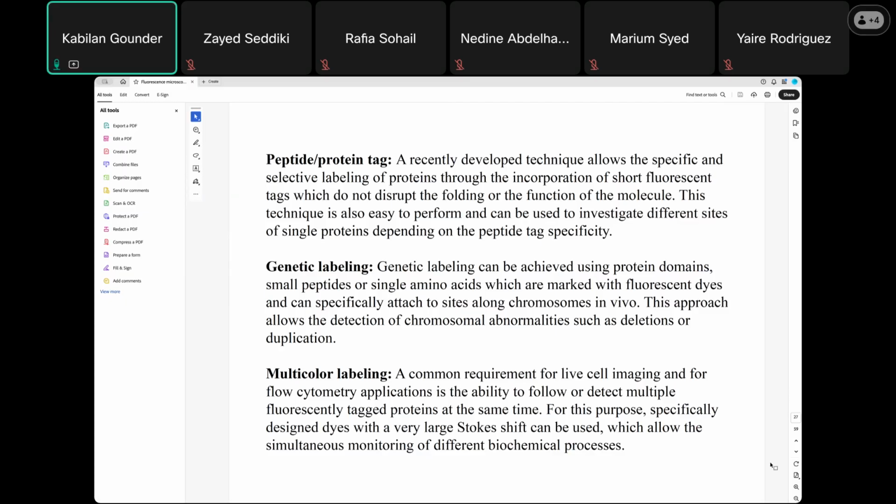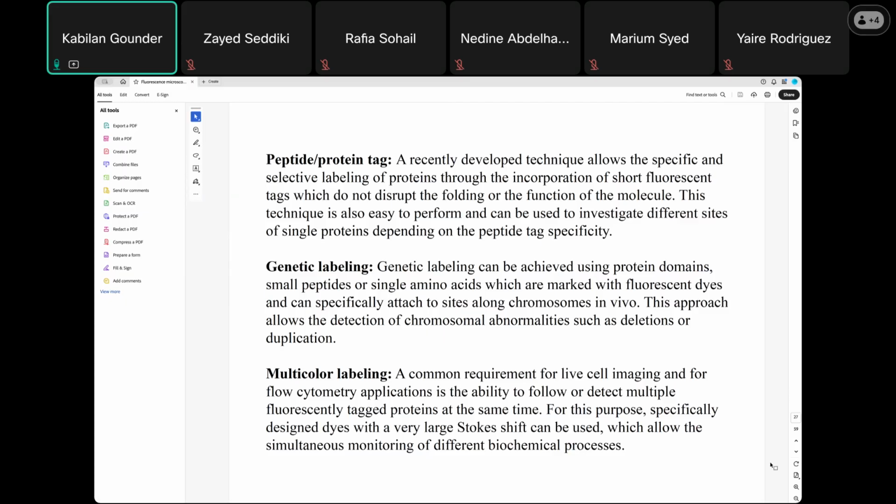Also, multicolor labeling is another interesting technique that is used for live cell imaging and for flow cytometry application, is the ability to follow or detect multiple fluorescently tagged proteins at the same time. So this means, if you really wanted to study more than one protein, you can do the multiple color labeling. For this purpose, specifically designed dyes with very large Stokes shifts can be used, which allow the simultaneous monitoring of different biochemical processes.